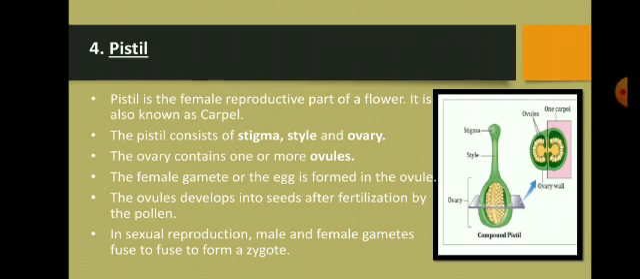The female gamete or the egg is formed in the ovule. So ovules develop into the seed after the fertilization by the pollen. Once the pollen reaches to the ovary, it fertilizes the ovule and the seeds are formed. So in the sexual reproduction, male and female gametes fuse together to form a zygote. So this is how the pistil and the stamen, they are the most important part. They take part in the reproduction process. And hence flowers are the reproductive organs of the plant.